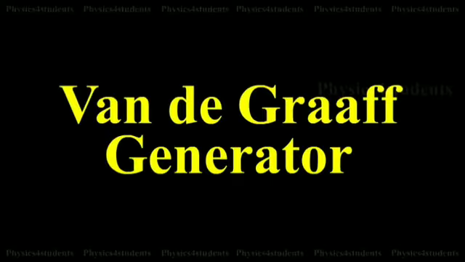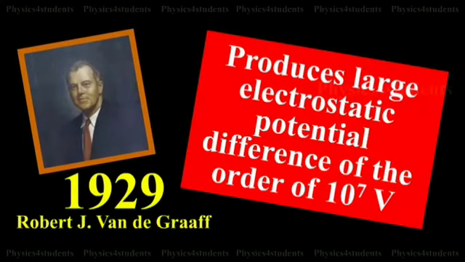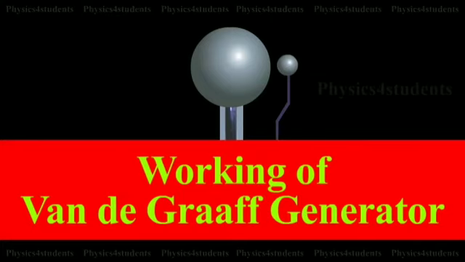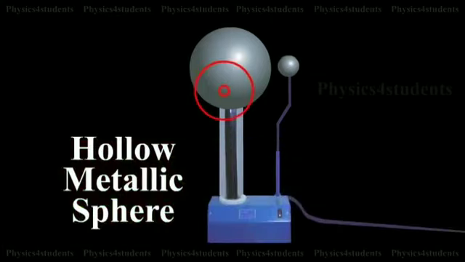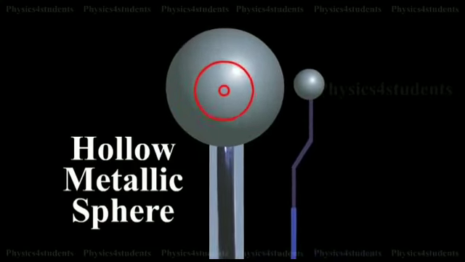The last topic is the Van de Graaff generator. In the year 1929, Robert Van de Graaff designed a machine which produces a large amount of electrostatic potential difference, up to several million volt, that is 10 power 7 V. This Van de Graaff generator works on the principle of electrostatic induction and action at points. A large hollow spherical conductor is fixed on an insulating stand as in the figure.